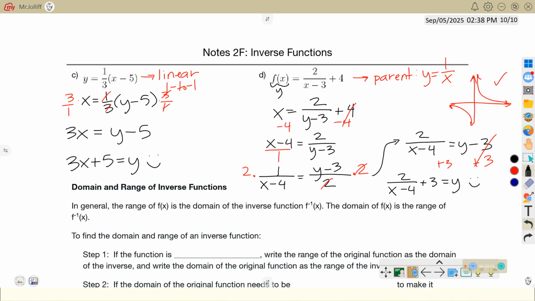graph. Yeah? If it passes the horizontal line test, flip x and y, and then it's algebra. Yeah? Which is good practice because we need to get those skills freshened up. Good? Yes, Melanie.